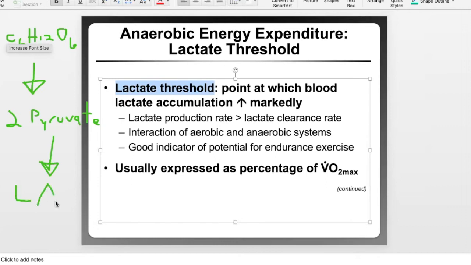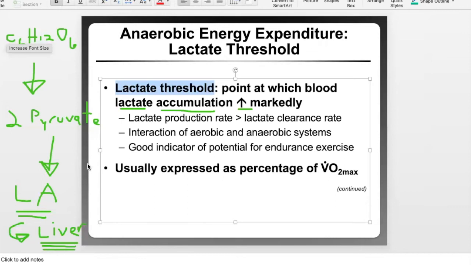outside of the mitochondria. And eventually that lactic acid is going to have to get shifted to the liver and processed. There's going to be a rate at which the liver can produce sugars or glucose out of this free roaming lactic acid, but the liver can't do it that fast. So eventually the amount of lactate that is accumulated in your bloodstream is going to increase.